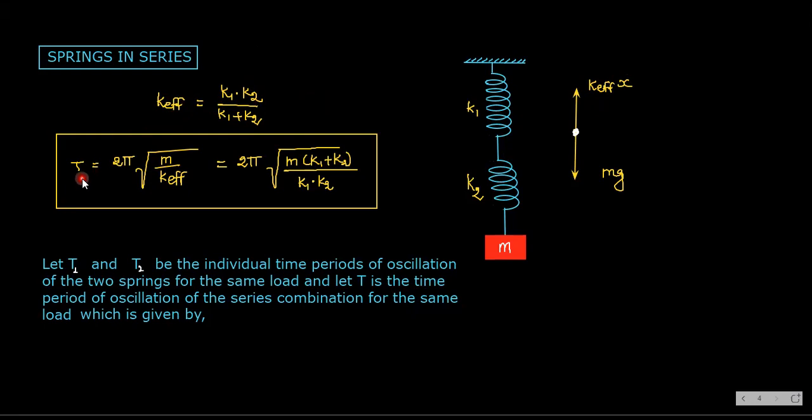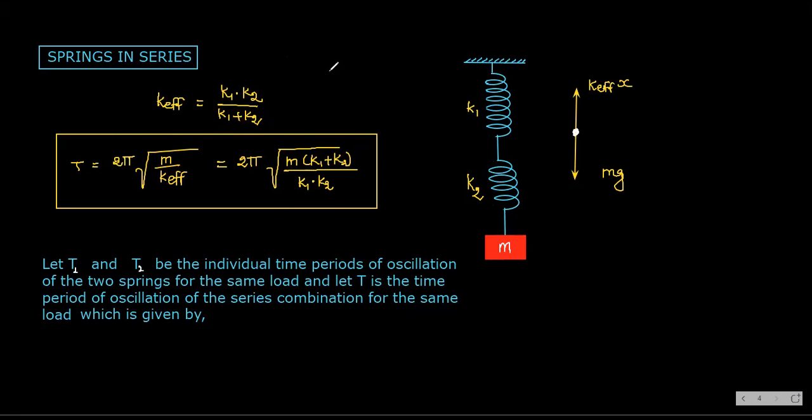time period, if I want, time period formula is what? 2 pi under root m by k. Here, this k effective is what? This value. So just I am substituting this. So k1 k2 by k1 plus k2. So that's why this k1 plus k2 is going up, and hence we are getting time period 2 pi under root m into k1 plus k2 by k1 into k2. Understood? Okay.